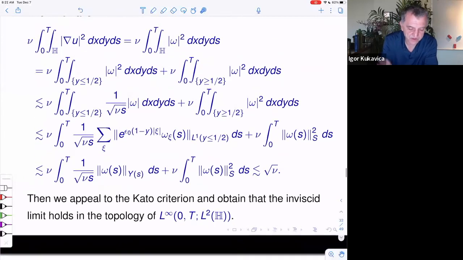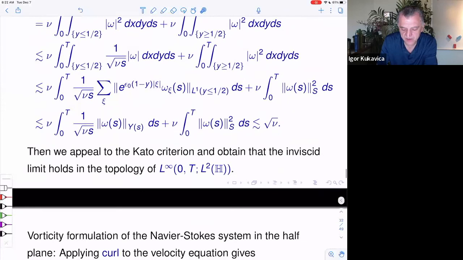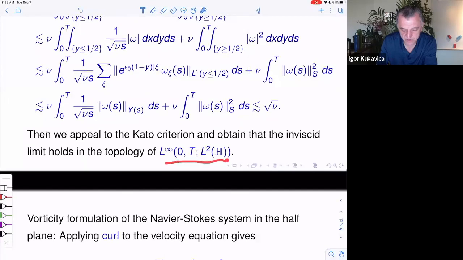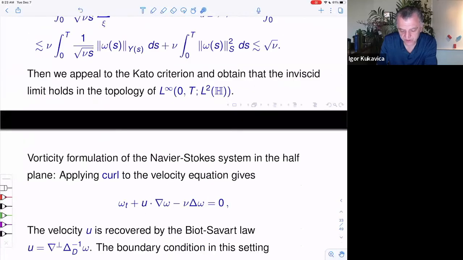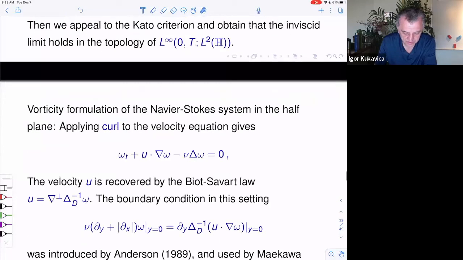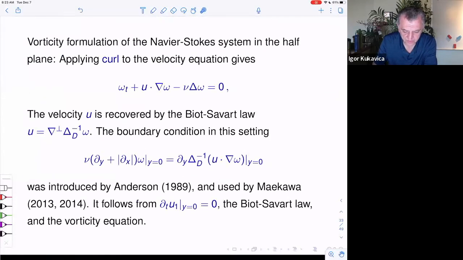So the cutoff quantity, so the total energy dissipation in the whole plane is bounded by the square root of nu, implying the inviscid limit in the L infinity L2 topology. Not stronger than that. So you can do L infinity Lq as well, as done in other papers. So vorticity formulation in the half space.